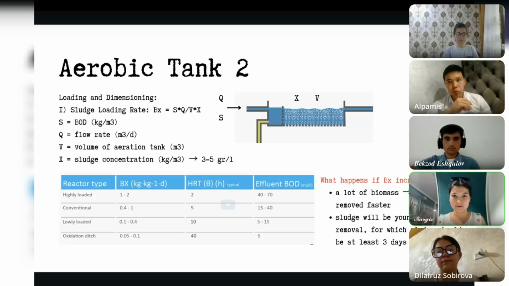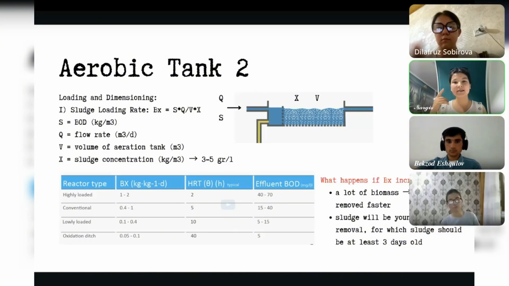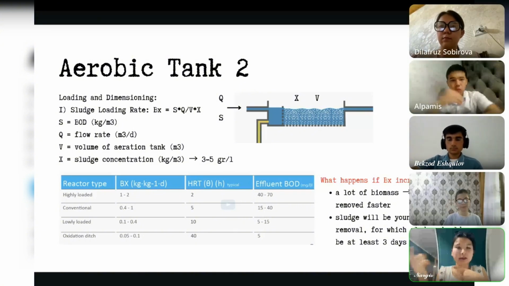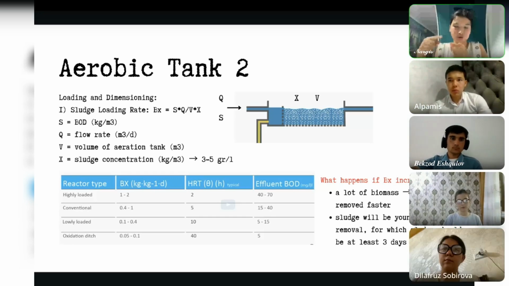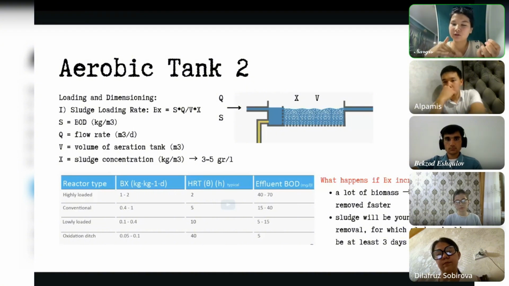And it's bad. Why? Because later we will learn how nitrogen and phosphorus should be removed from wastewater. And for nitrogen to be removed, this bacteria inside of the aeration tank should be at least 3 days old. Meaning, after 3 days, a special type of bacteria that can lower the amount of nitrogen will start to be produced inside of the aeration tank.